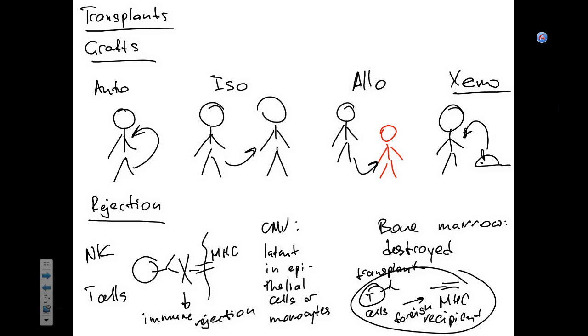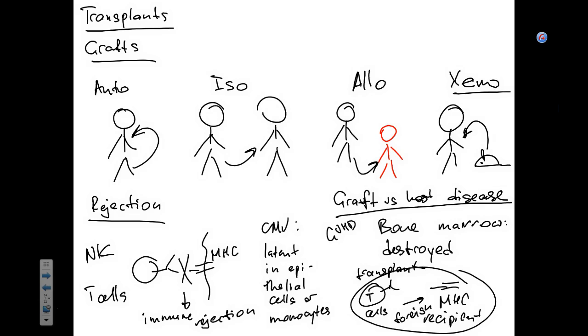And this is called graft versus host disease, GVHD. It's essentially a multiple organ failure. Really, really bad disease. Does that make sense?